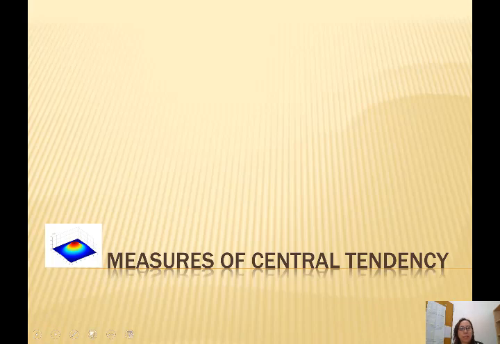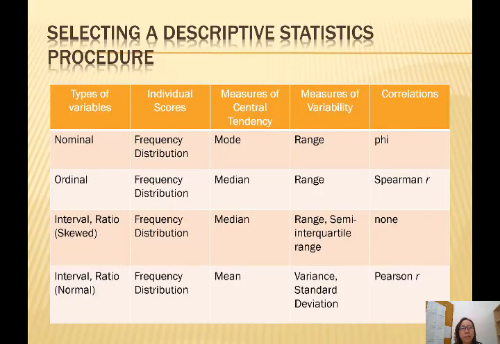Measures of central tendency. We have visited this table before in the previous session, and as we move into the topic of measures of central tendency, let's revisit this table as we use this as a guiding post in learning about the descriptive statistics. So we talked about different types of variables as they are listed in the first column: nominal, ordinal, interval, and ratio.